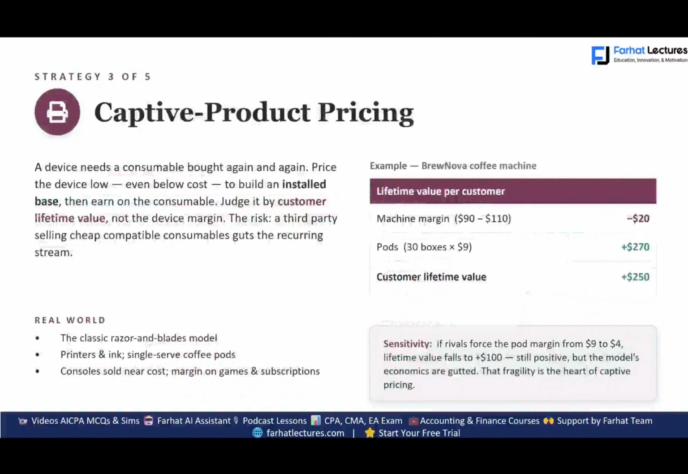The third strategy is called captive product pricing. And this is known as the razor and blades model, where you buy the razor, at a loss, then you keep on buying the blades to use the razor. Here, a device needs a consumable bought again and again. Again, the classic is the razor and blades model, or HP, the printer and ink. You will buy the printer, then you have to buy the ink continuously. Here, price the device low, even below cost, to build an installed base, then earn on the consumable.